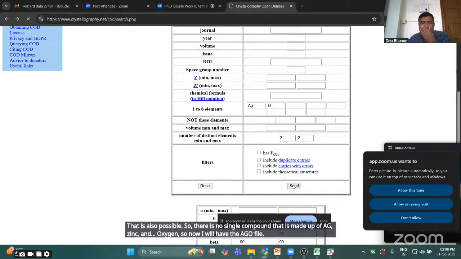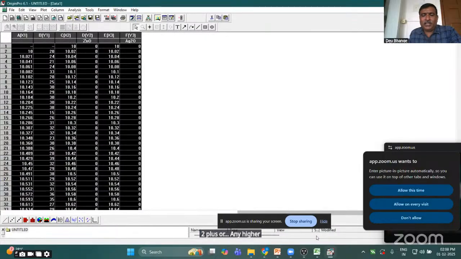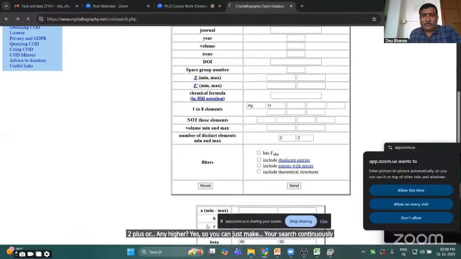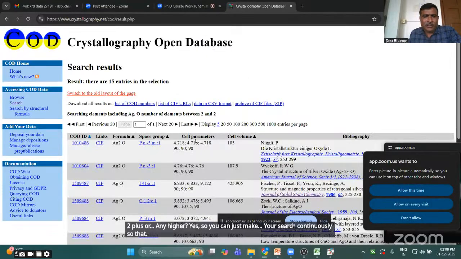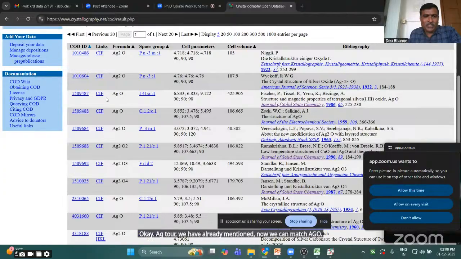So what was the temperature of heating? If it is very high, then only it will be oxidized to 2 plus or any higher case. So you can just make your search continuously. Okay, Ag2O we have already matched. Now we can match AgO. We'll just check this one, and then we will go to the next application.